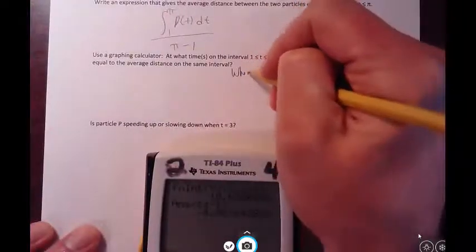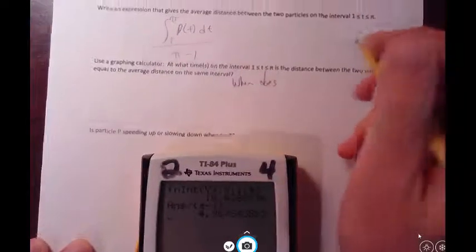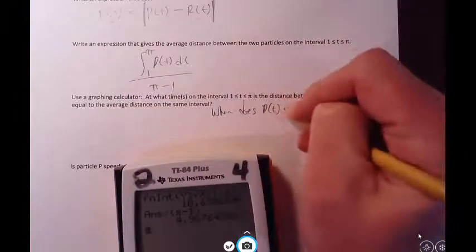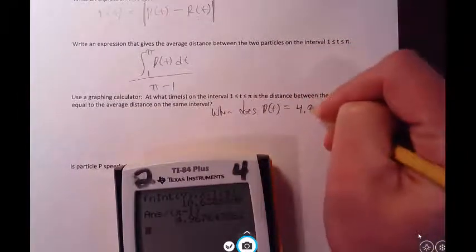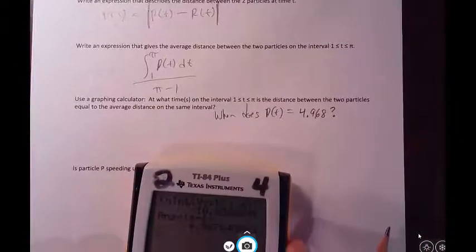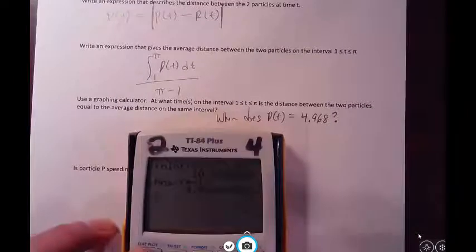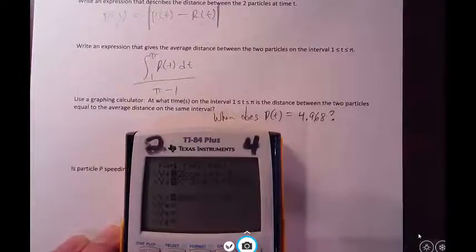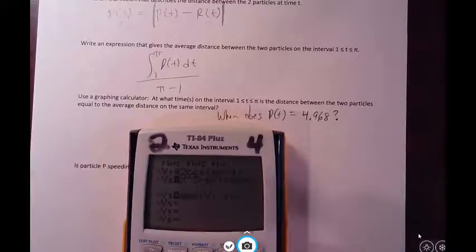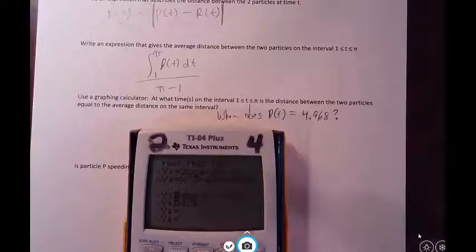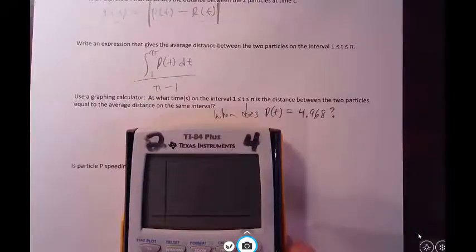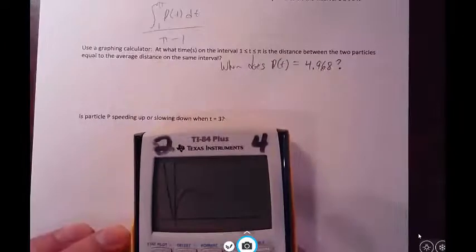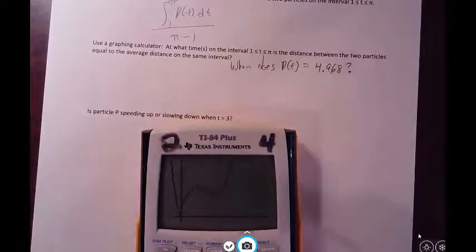So the question becomes, when does d of t equal 4.968-ish? Well, to get that, I'm going to graph d of t. I'm going to turn off these first 2 functions, get on the equal sign and press enter. And then I'm going to graph 4.968 as a constant function. So there is d of t, the curve. Pretty soon we'll see a horizontal line come through for 4.968.